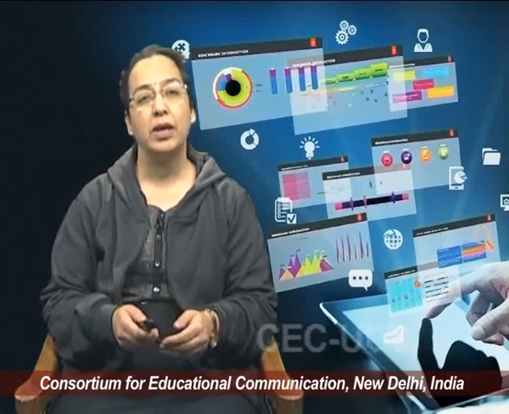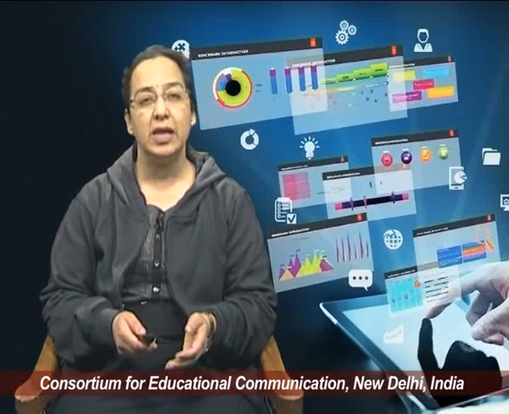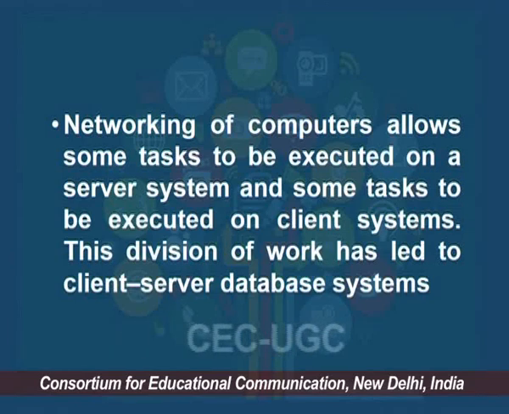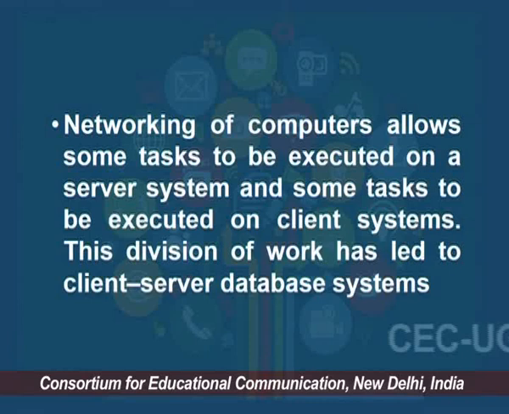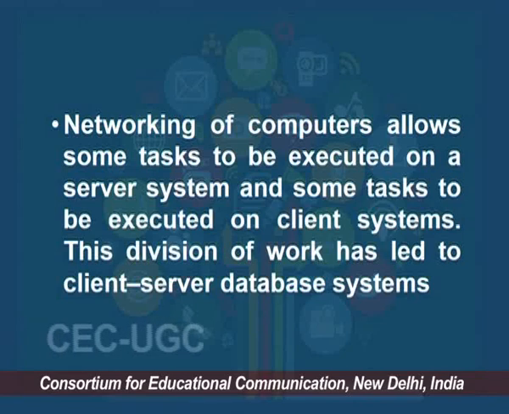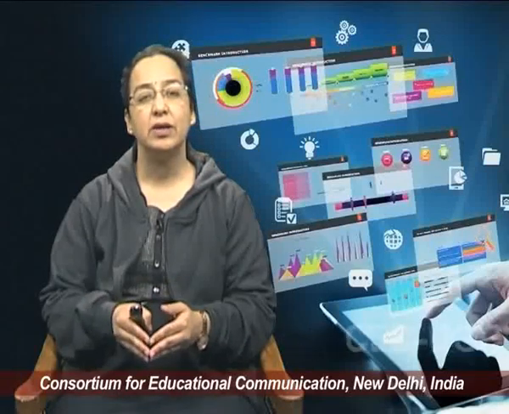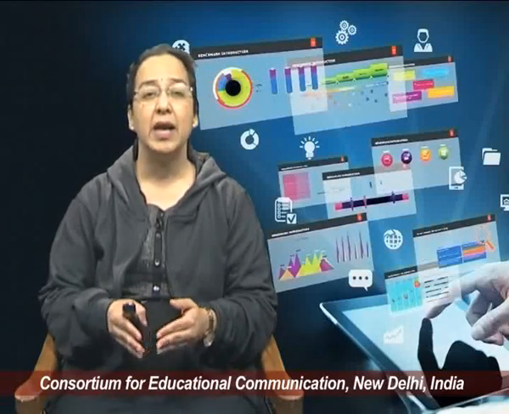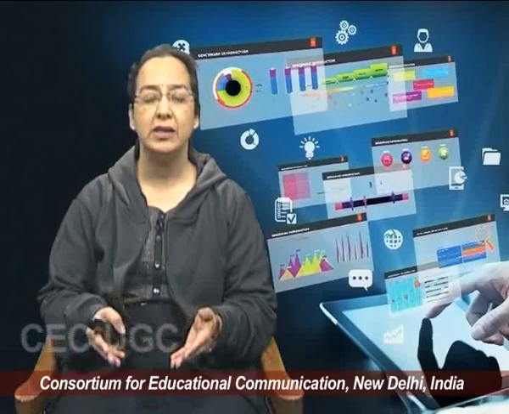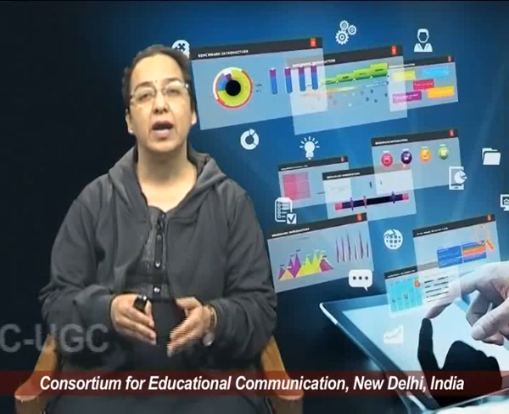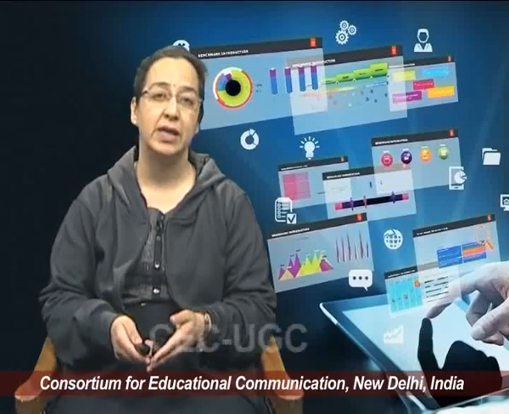For example, let's say networking. Networking of computers allows some tasks to be executed on the server system and some tasks to be executed on the client system. A query is always fired through a client system, while a server system is there to serve it, and that division of work has led to the client server database system. So networking is the concept working behind this division of work.